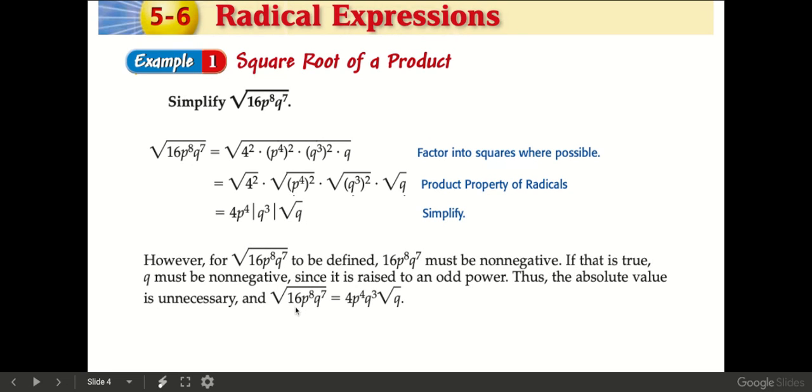However, for the square root of 16p to the 8th q to the 7th to be defined, this must be non-negative. And if that is true, then q must also be non-negative. And since it's raised to an odd power, the absolute value is unnecessary. So really, I could just write the answer without the absolute value there.